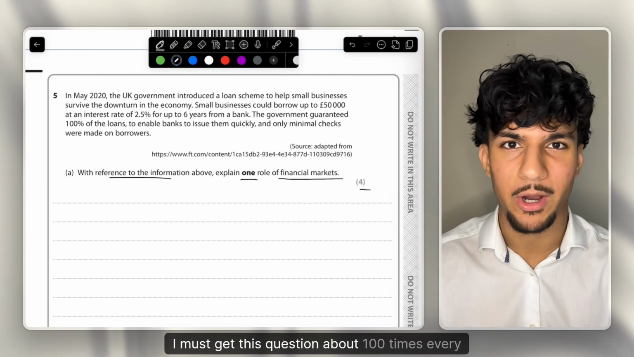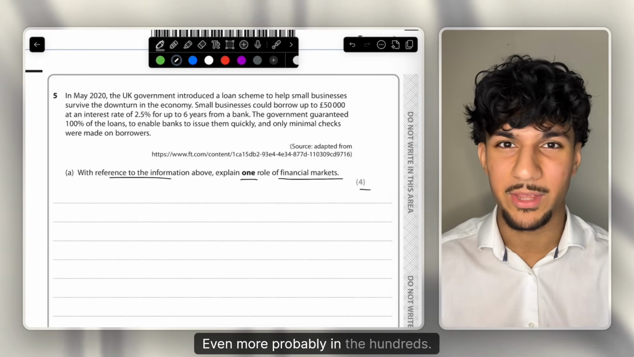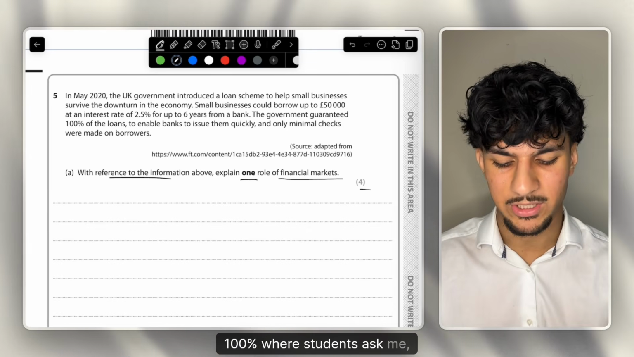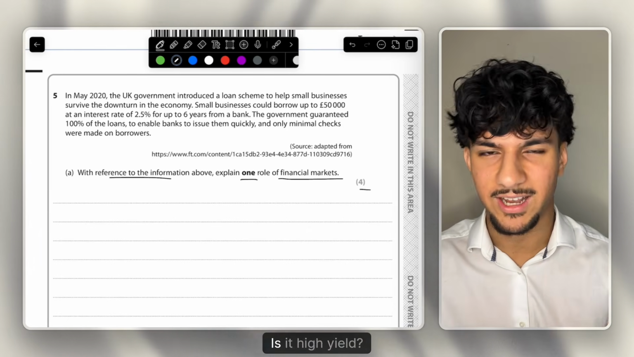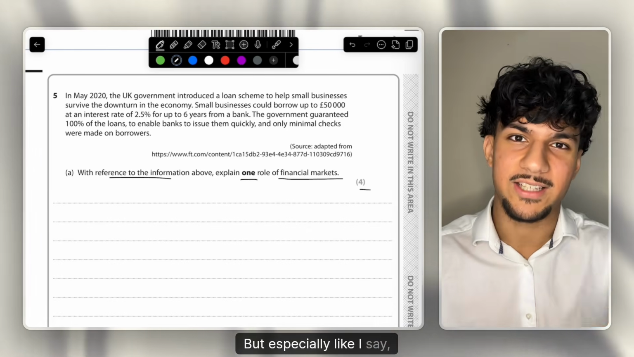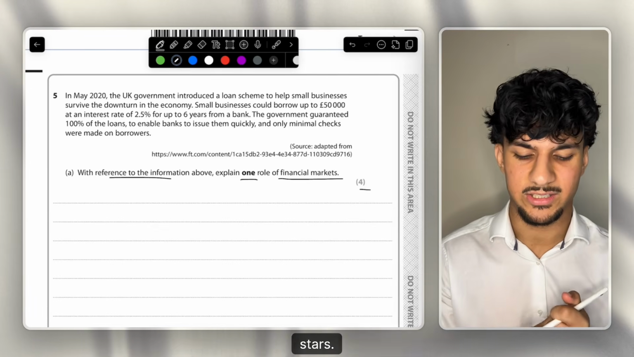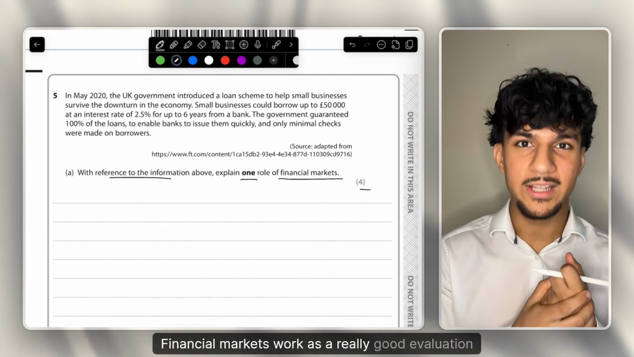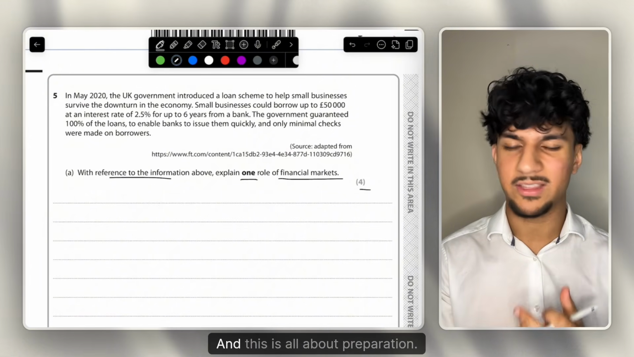I must get this question about 100 times every single year, even more probably, in the hundreds, 100%, where students ask me, should I revise financial markets? Is it high yield? Especially, like I say, every student should be, if you're aiming for the A stars, financial markets work as a really good evaluation point, so 100% I would learn it. And this is all about preparation.